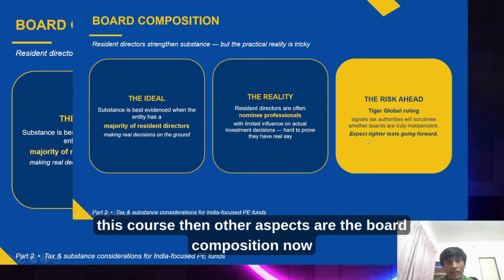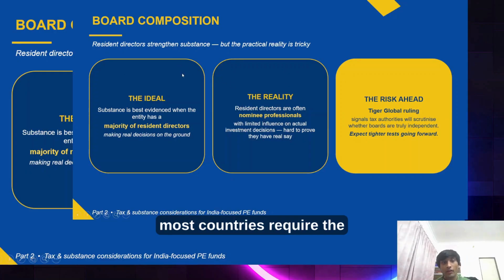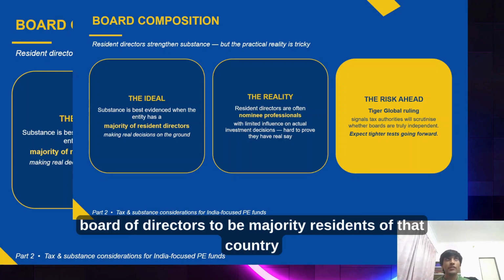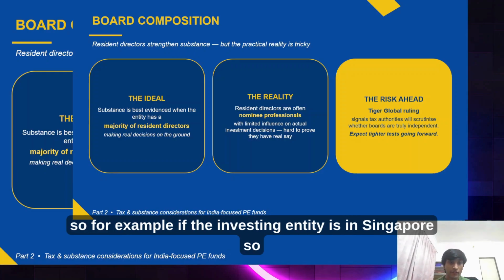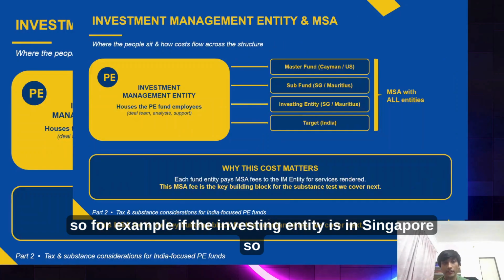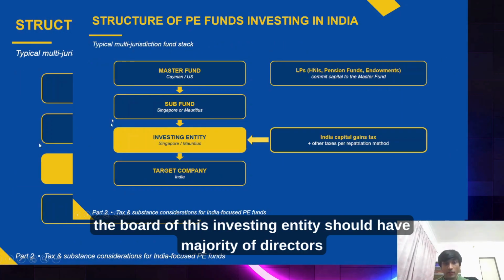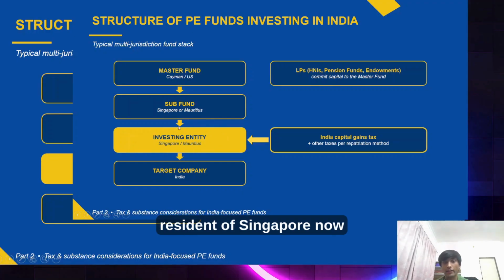Then other aspects are the board composition. Now most countries require the board of directors to be majority residents of that country. So for example, if the investing entity is in Singapore, so the board of this investing entity should have majority of directors resident of Singapore.